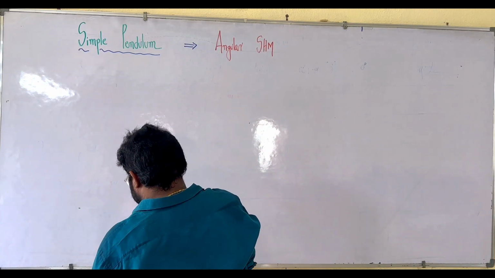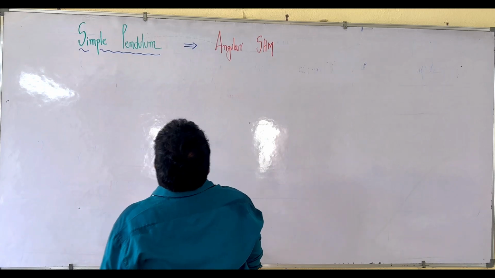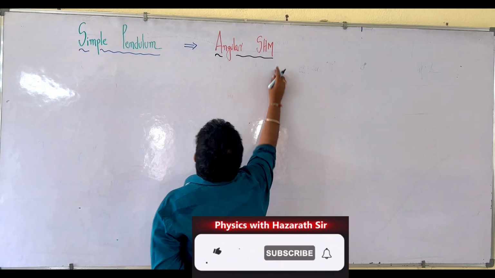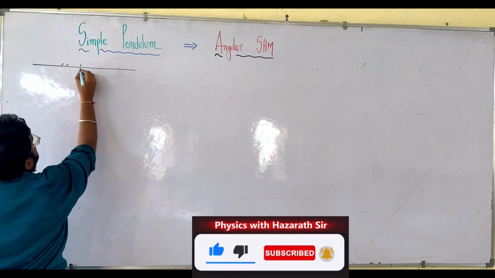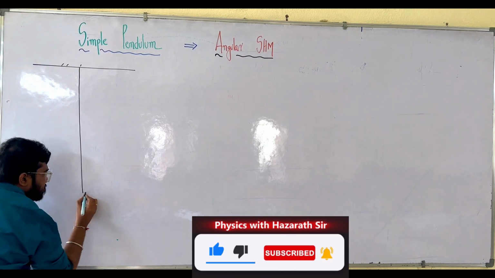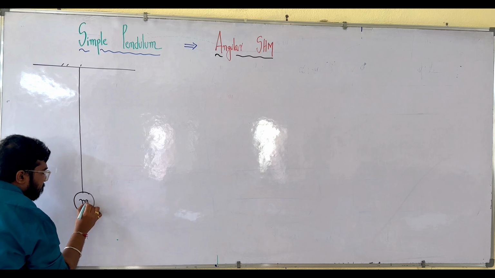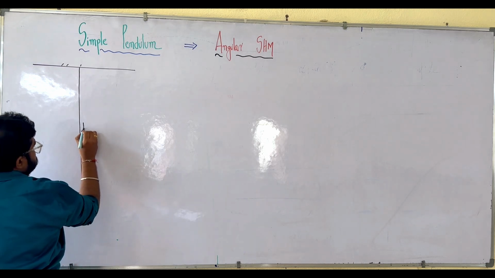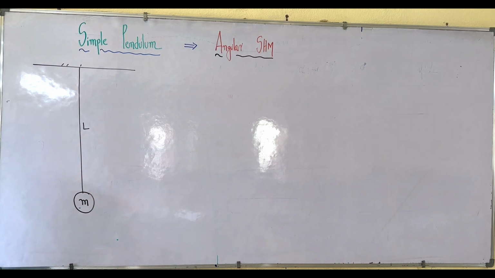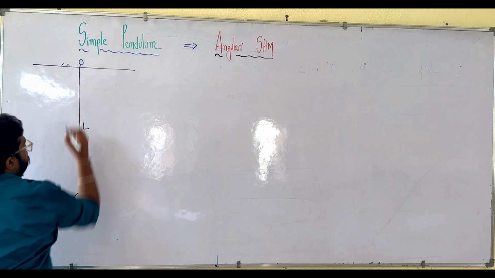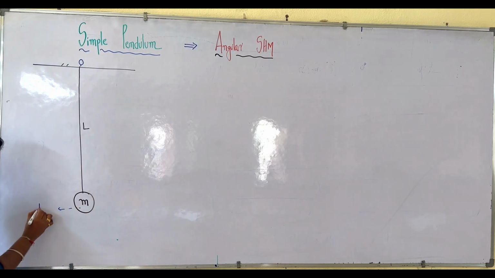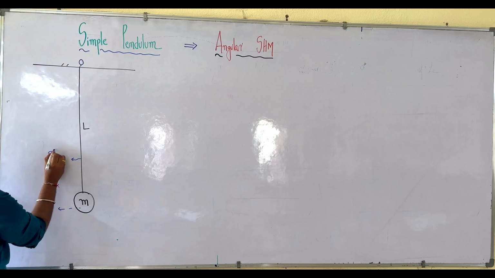Angular SHM. Now, I will tell you how to draw the free body diagram for the simple pendulum. See this. This is the mass of the ball, M. Length of the string, L. This is the pivot. This is the bob. This is the string.